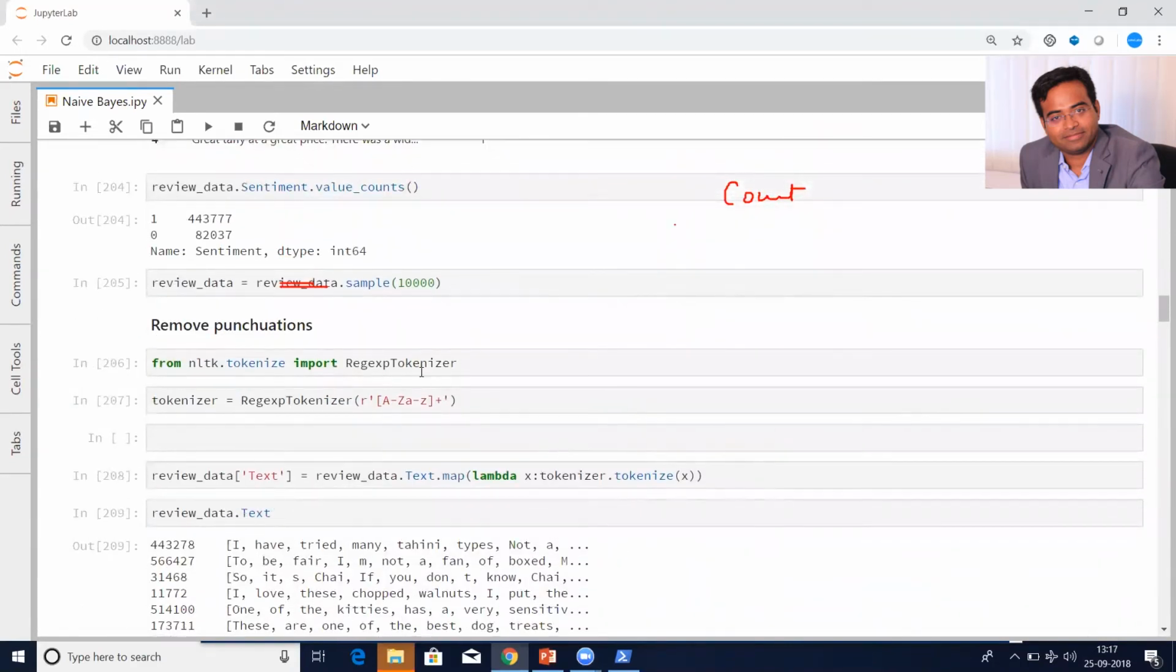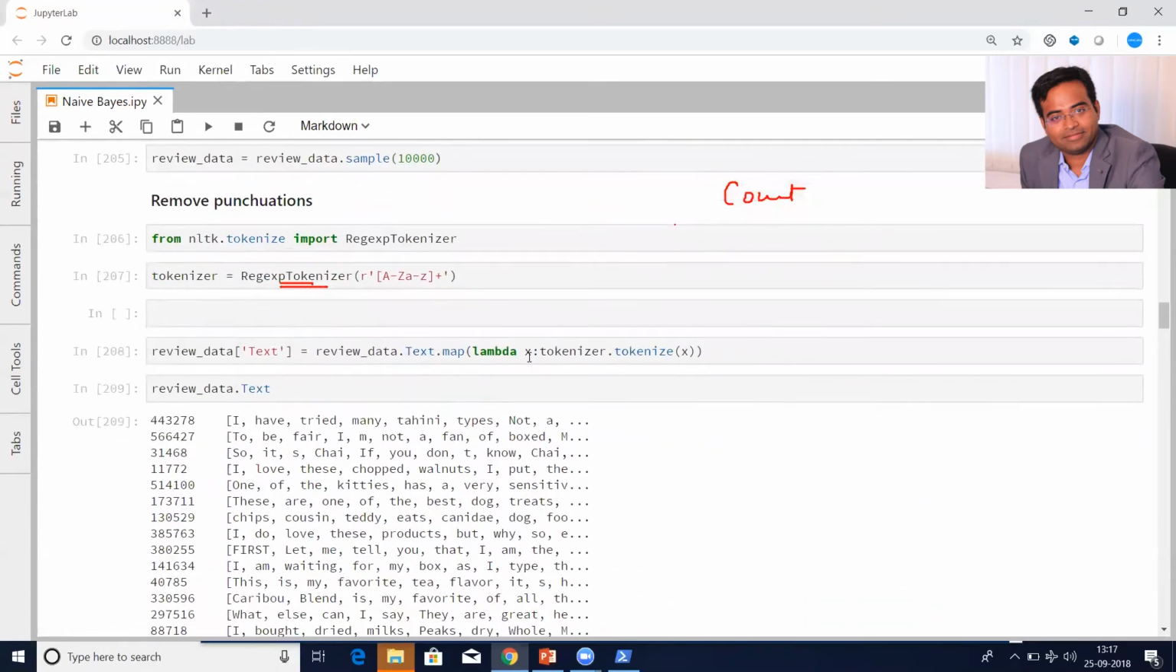The first thing would be to remove all the non-alphabetical data from it. So from the NLTK library, we are using a regular expression tokenizer. It will tokenize the text as well as remove all those non-character data like numbers, punctuations, everything. It will get rid of that. Okay, so that's what we are doing here. We're tokenizing the text, and this is how our text looks.